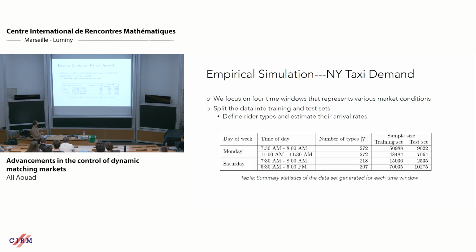So these are the type of policies I want to test. We looked at some New York taxi demand data at different times of day, processed the data to create instances with a reasonable number of agent types, in a couple of hundreds. These are the number of agent types.